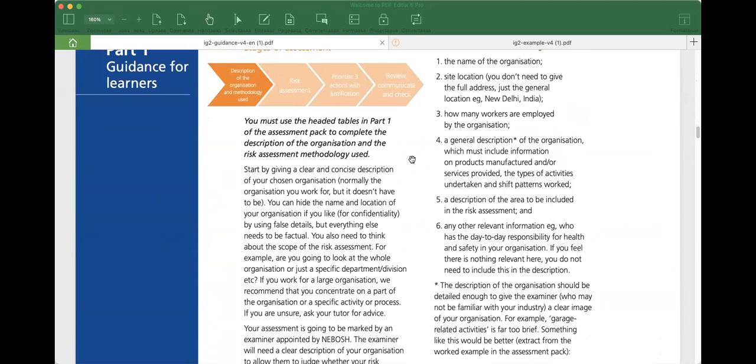Based on this guidance document, NEBOSH has also produced an example risk assessment, which is already sent to you via email. When you work on your risk assessment, you can refer to the example report if your idea is not clear about any section.